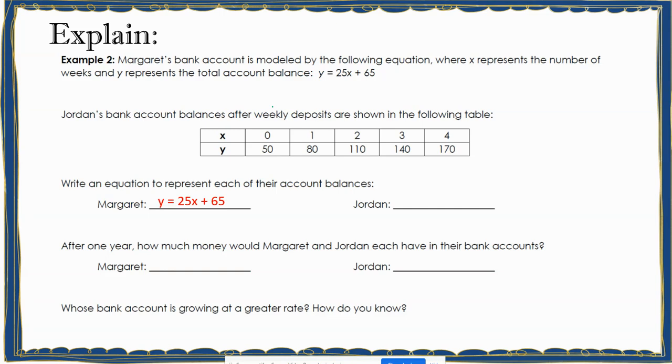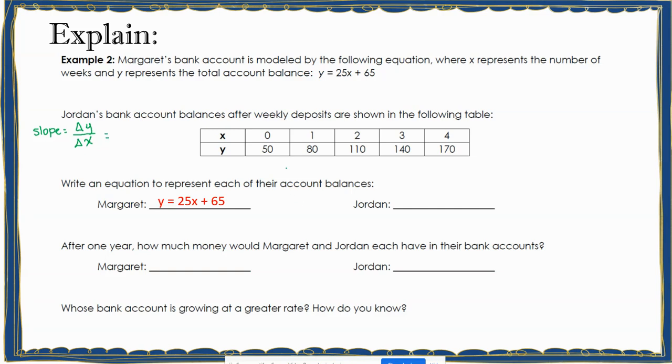Jordan's bank account balances after weekly deposits are shown in the following table. So Jordan's bank account balances are in the table. Well, we need to know the equation for Jordan. So the first thing we need to do is find the slope or the rate of change. So again, we're looking for change in y, and that symbol that looks like a triangle is really a delta symbol, which means change. So this says change in y divided by change in x.